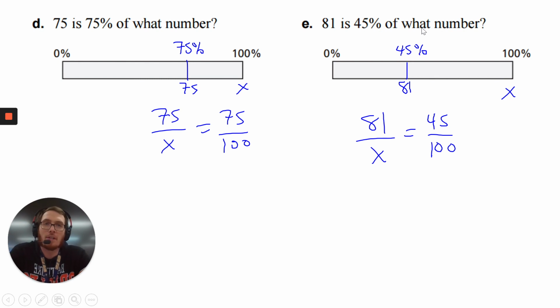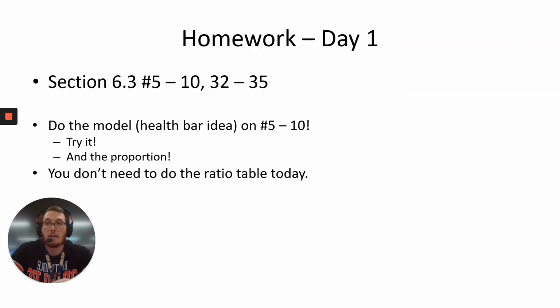81 is 45% of what number? 45% goes with the 100%. 81 is my portion, and then x is what it's out of. So 81 over x equals 45 over 100. Okay, that was a lot of different questions to look at.